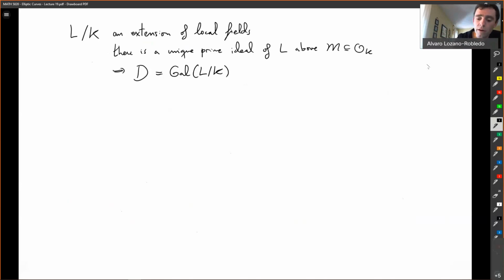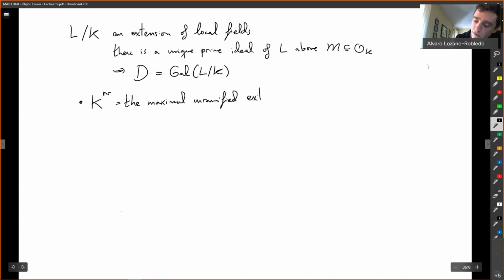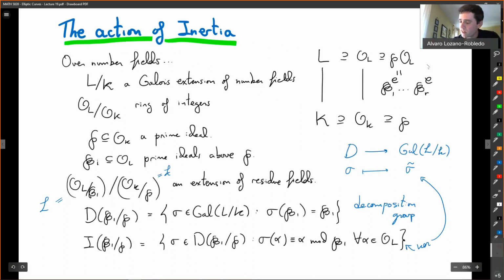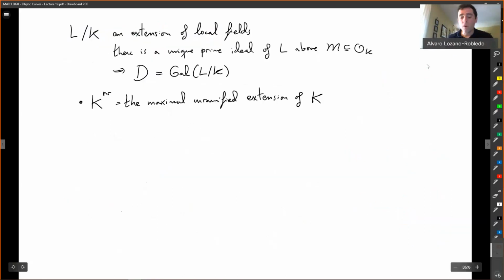So we're also going to talk about K^nr, which is the maximal unramified extension of K. We said in the previous slide that when you factor a prime like this, if e is one, then we say that the extension is unramified. Whenever you decompose and there are no powers of primes in the decomposition of your prime ideal upstairs, we say that extension is unramified. So K^nr is the compositum of all unramified extensions of K.